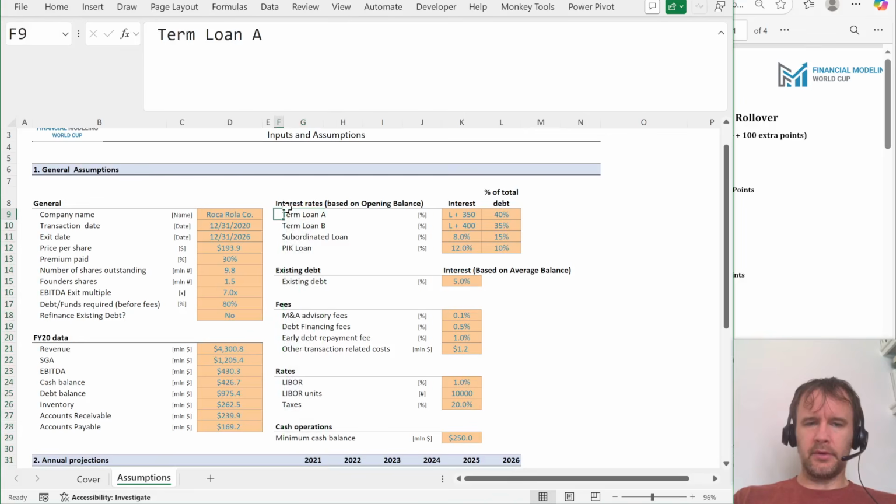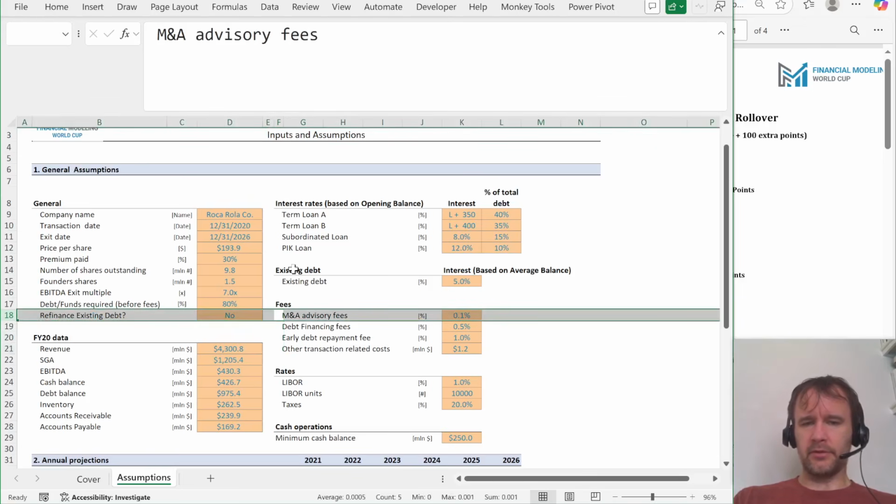Then the debt is going to be a mix of 4 different types. You've got term loan, subordinated loan, PIK loan. We've got interest for each of those, and the percent of the total debt, the interest for the existing debt. One little quirk is that the existing debt interest is based on the average balance over the year. For all the others, the payments are made at the end of the year, so it's just the interest is on the opening balance. Then we've got various fees on the transactions.